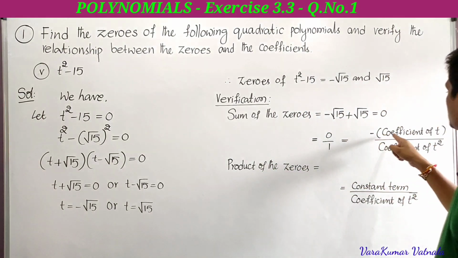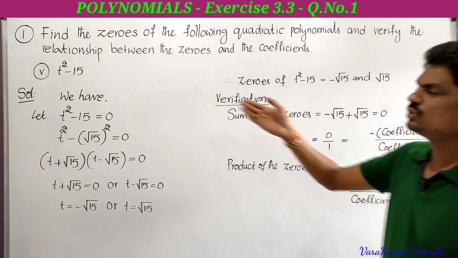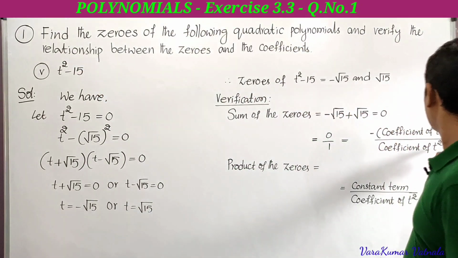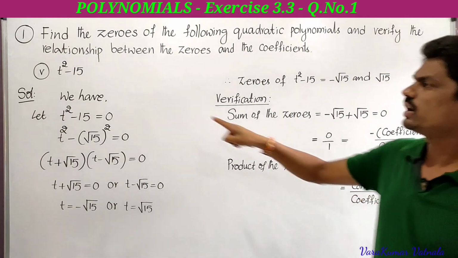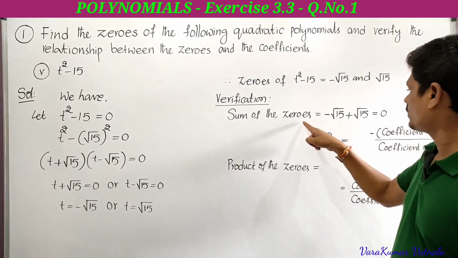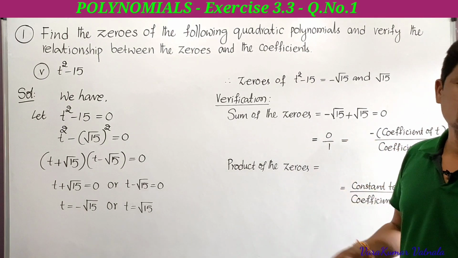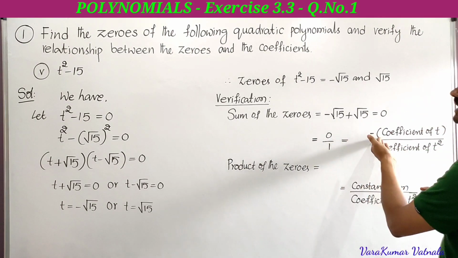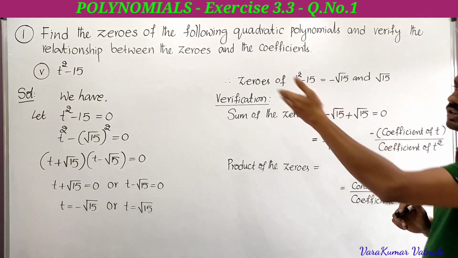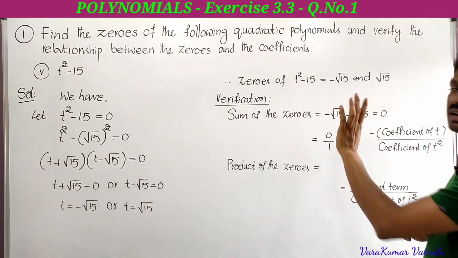Here 0 is minus of the coefficient of t. Here there is no t term, so the coefficient of t is 0, divided by the coefficient of t square, which is 1. So 0 by 1 is again 0. So the sum of the zeros is equal to 0, that we can relate to minus of coefficient of t divided by coefficient of t square. There is no t term, hence we can write 0.